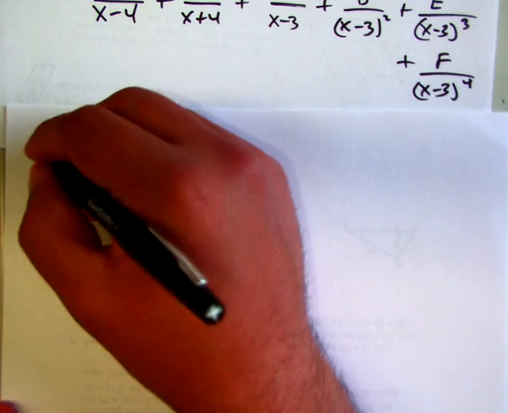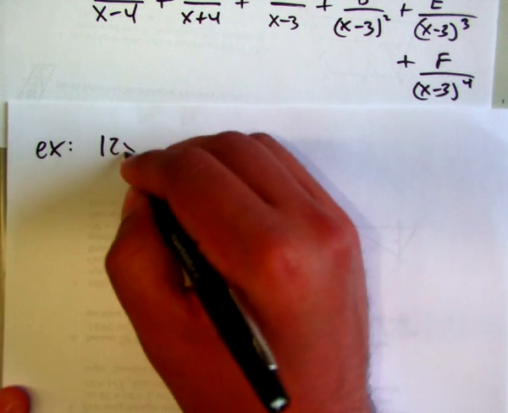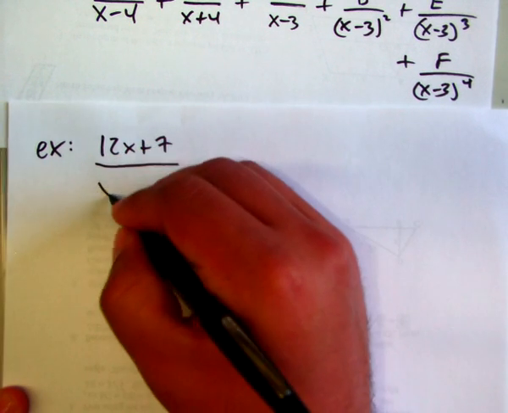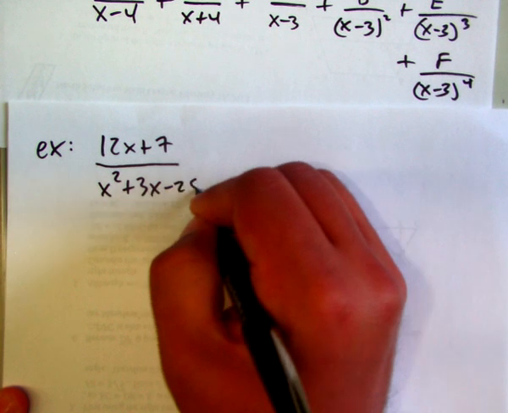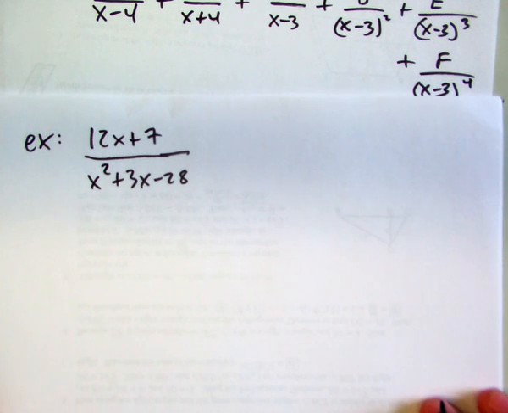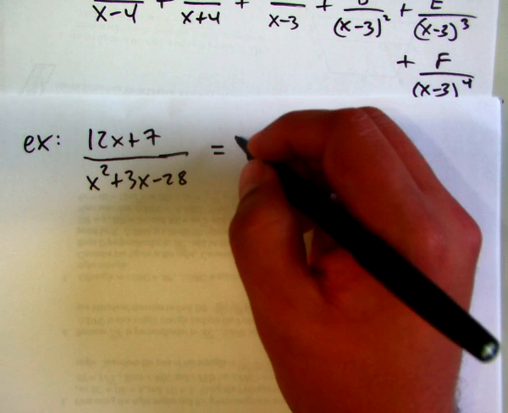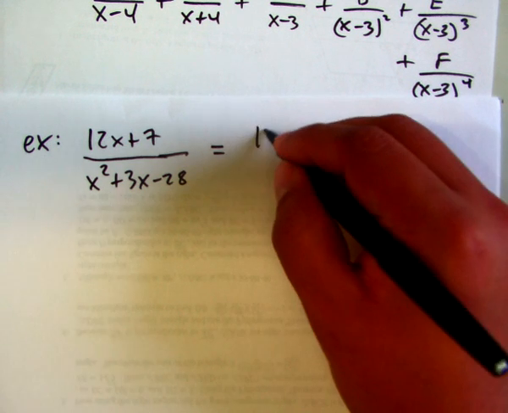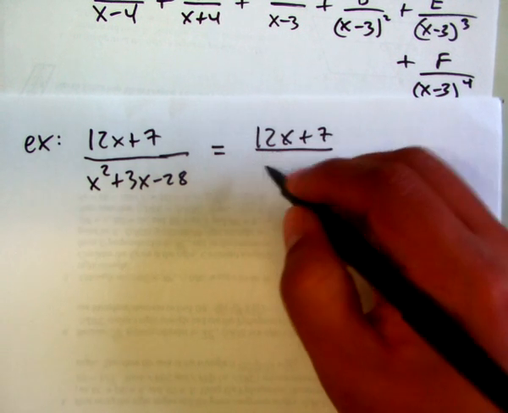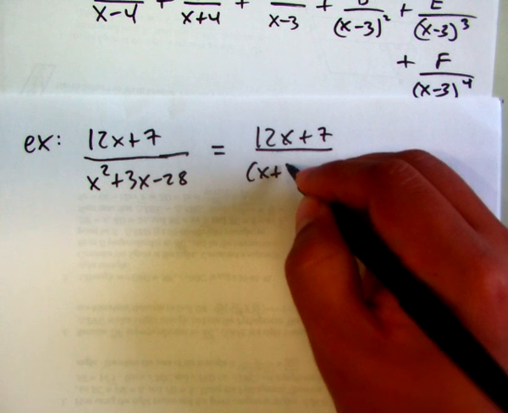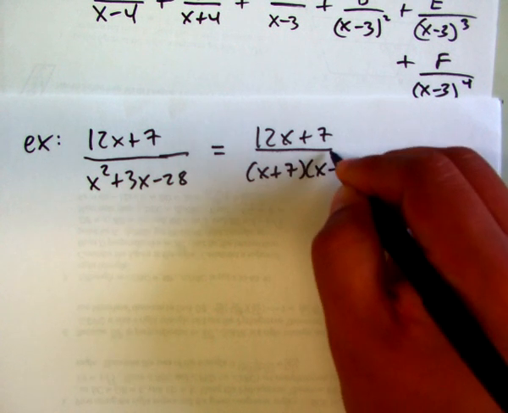So let's actually go back to the first example, since we already know what that looked like. We had (12x + 7) over (x squared + 3x - 28). Let's say we didn't know what fractions created that. Here's what we would do. First, you factor the denominator, which is (x + 7)(x - 4).